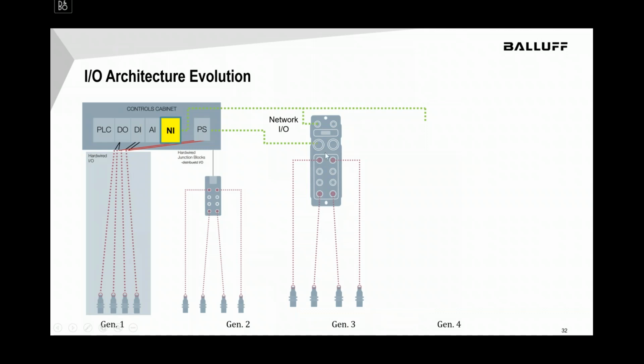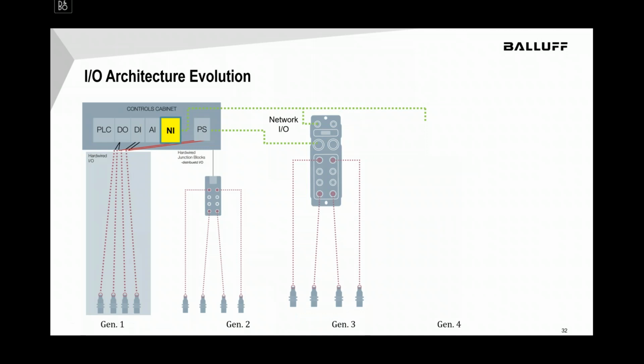The problem with this was, if it was a digital input module, I can connect up to 16 sensors on one network node. If I need that 17th sensor, I have to put in another network I/O block. If I need an analog input, I need to put in another one of these network I/O blocks.